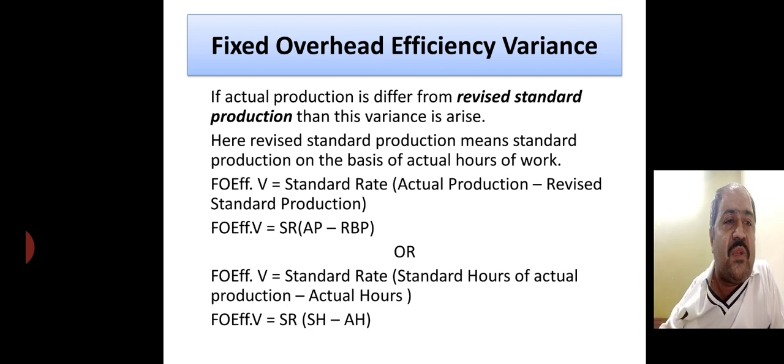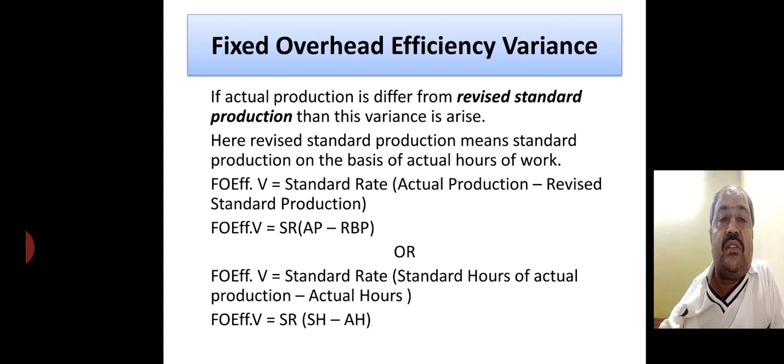So what is the requirement? The requirement is that hours must be given in the example. If hours are not given, then this variance is not possible at all. When is the variance possible? When hours are given. Without hours, this is not possible.